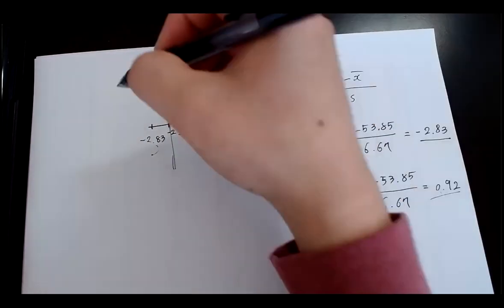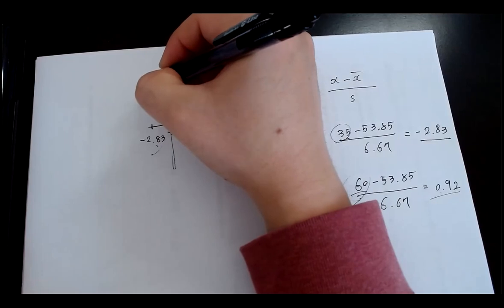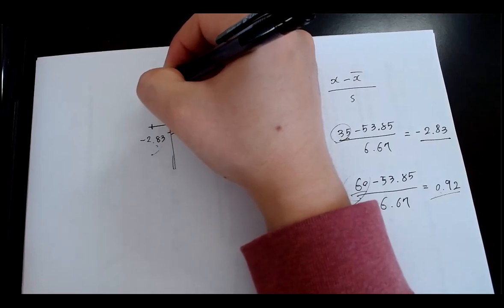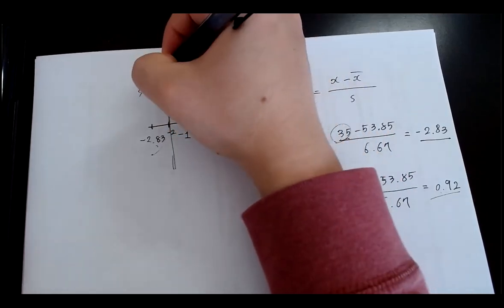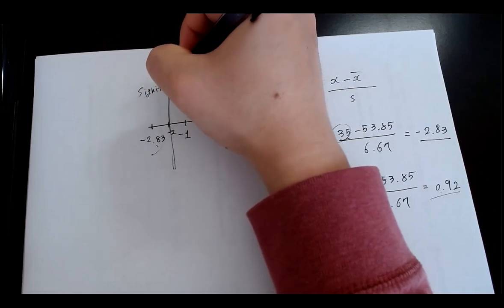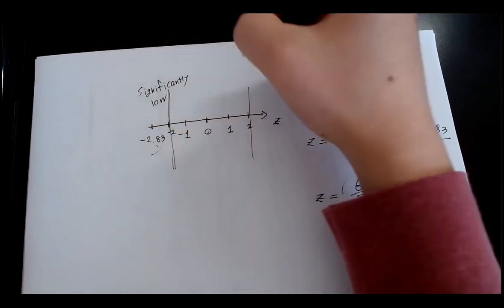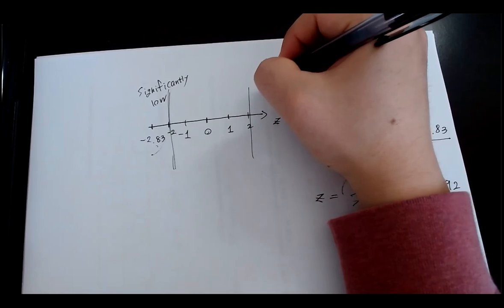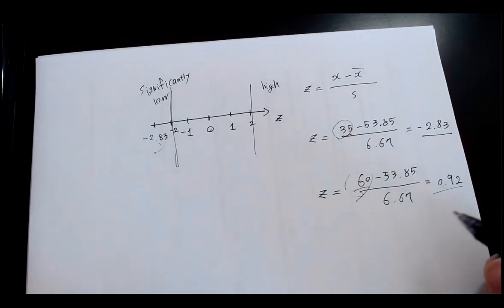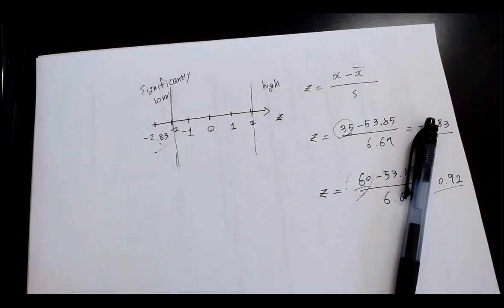Okay, this is significantly low, and this is significantly high. Keep this in mind. So that's all the review problems. Okay, next time I'm going to cover chapter 4.